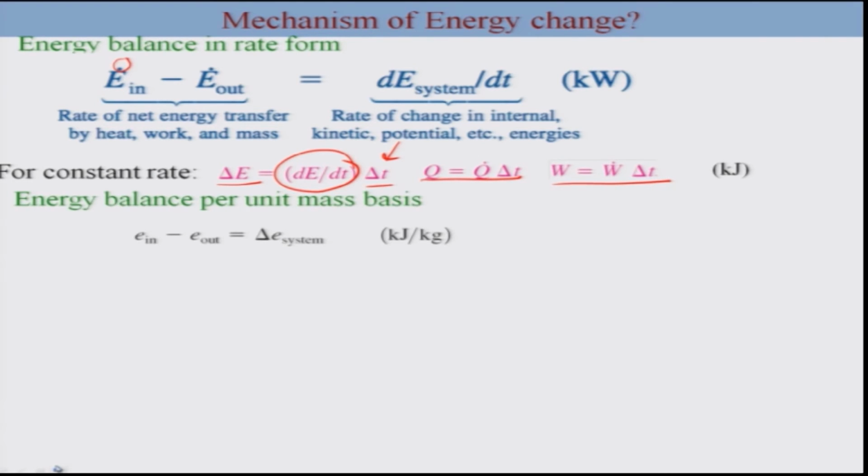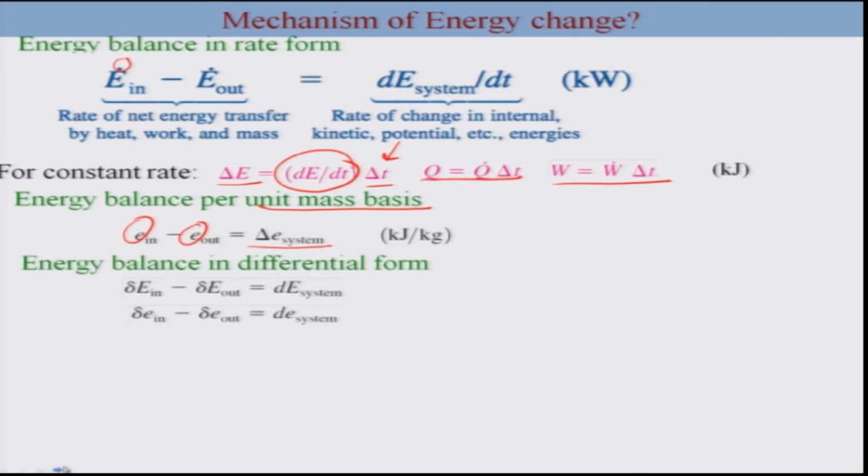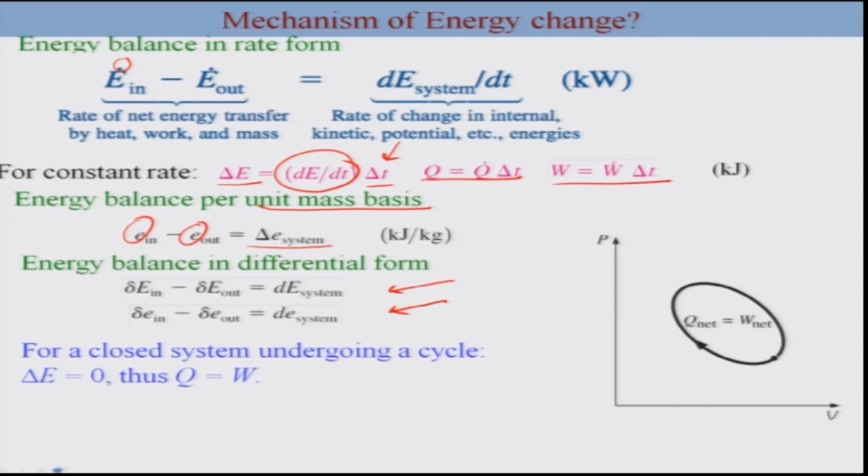You can also write the expression in unit mass by using a small e as an expression, and here it becomes e in minus e out and delta e system. You can use this unit mass basis in the form of a rate, that also you can do. You can also write in differential form as done here. Now what about the closed system?